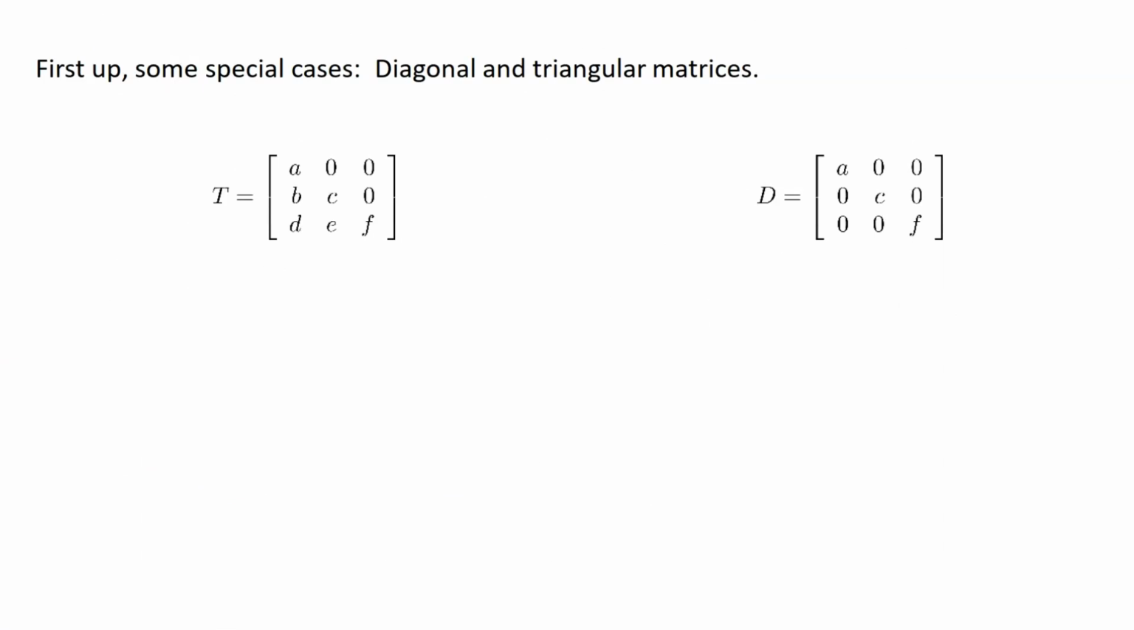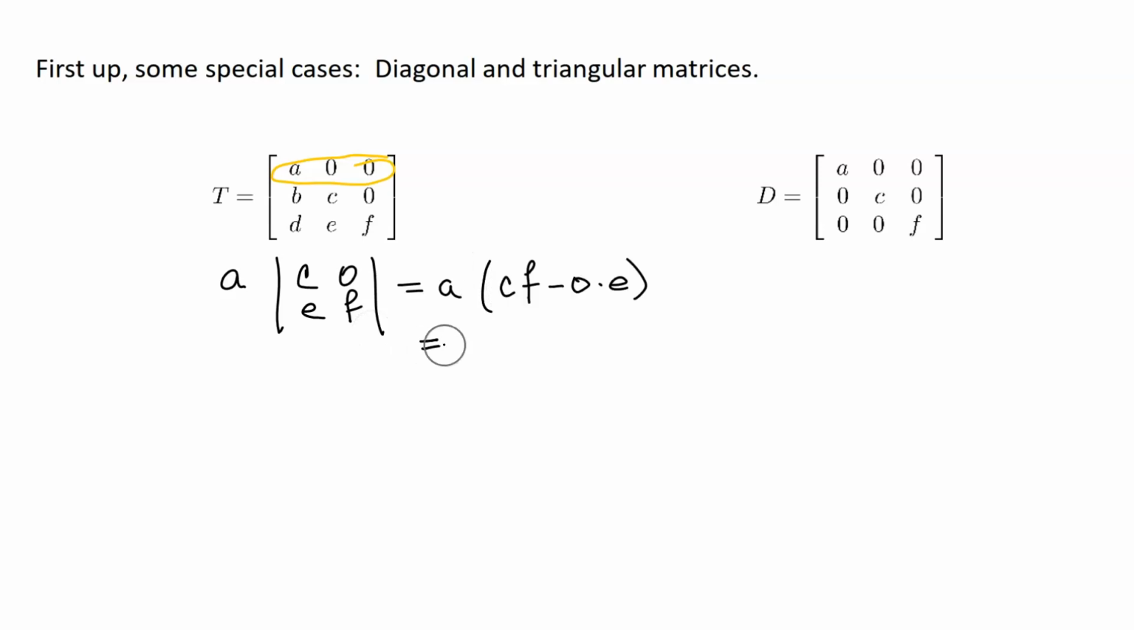And now I want to talk about a couple of special cases where the determinant is super easy to calculate. In this case, we're looking at diagonal and triangular matrices. And if we start off by looking at the triangular matrix, look at that top row. It's got 2 zeros, so I can compute the determinant by just taking A times the determinant of the submatrix C, 0, E, F. And I know that the determinant of that submatrix is C times F minus 0 times E. So altogether I just have A times C times F.